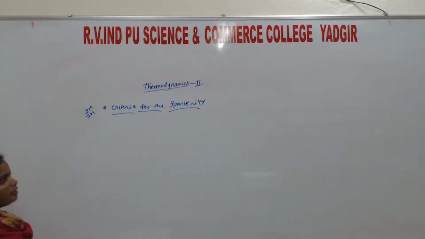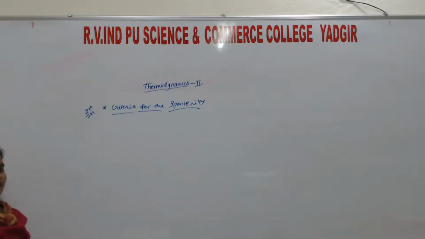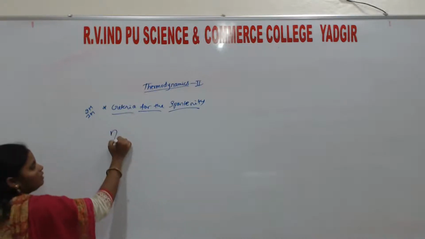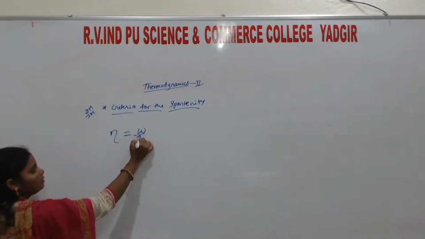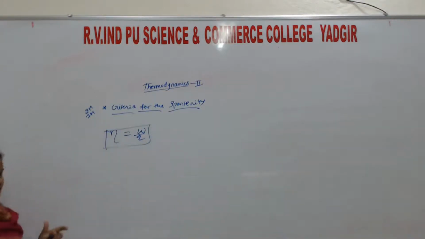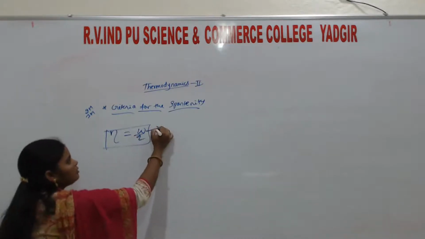Here, the criteria for spontaneity is the efficiency of the heat engine. It is denoted by eta, which equals W by Q. That is the efficiency of a heat engine, the ratio of the work obtained in a cycle, denoted as W, to the heat absorbed.